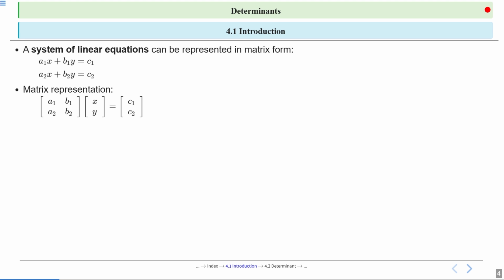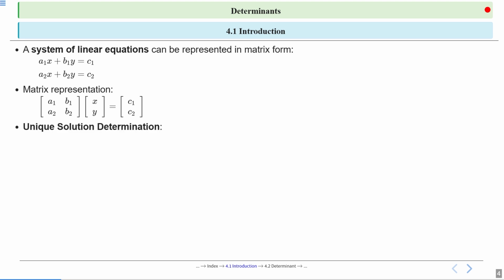Okay. As we know, if we multiply this matrix by x and y, we get a1x plus b1y in the first row, then the second row is a2x plus b2y, equal to c1, c2. If we compare both sides, we again get a1x plus b1y equal to c1, a2x plus b2y equal to c2. To understand determinants, we must know how a matrix looks and how we multiply matrices. Okay.